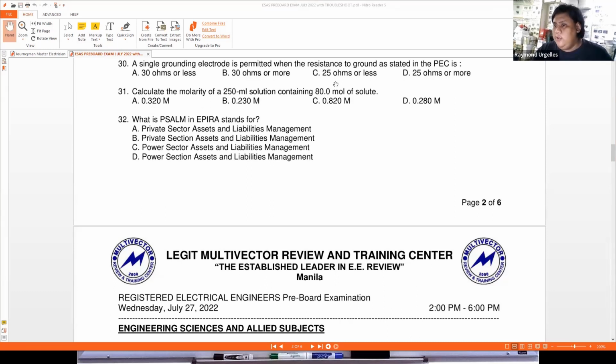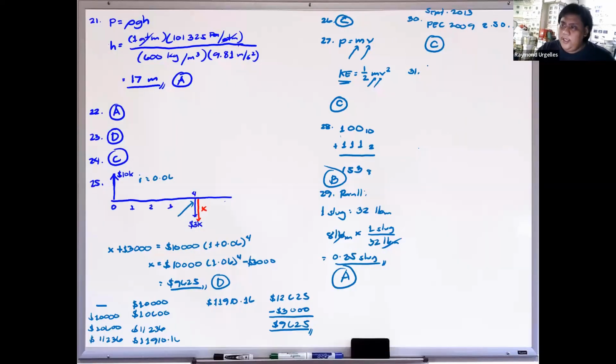The troubleshoot here is that this should be 80 millimoles, not 80 moles. Troubleshoots like this are common when it comes to the board. Again, units, just like in electrical engineering. So the 80 moles should be 80 millimoles.